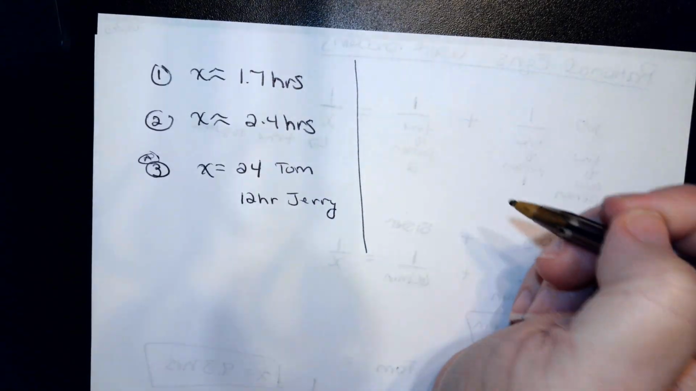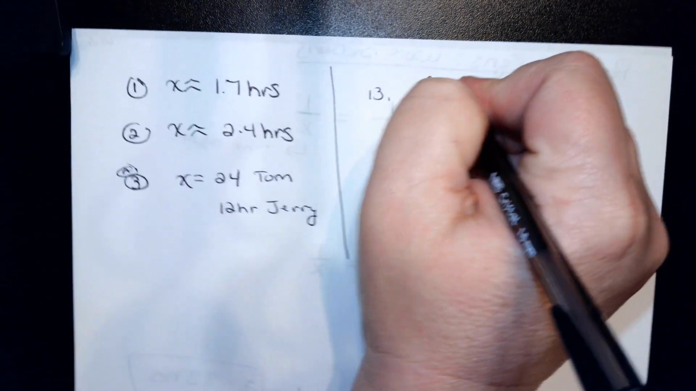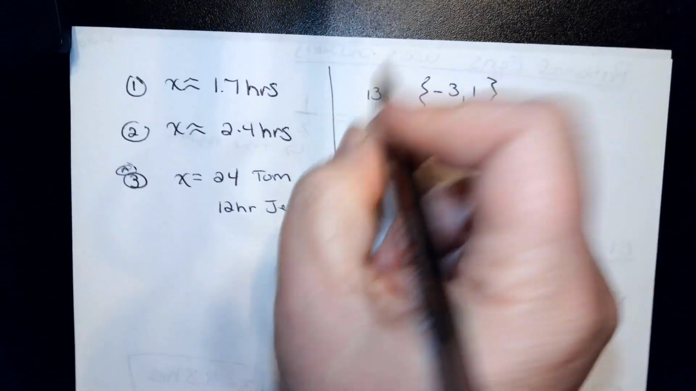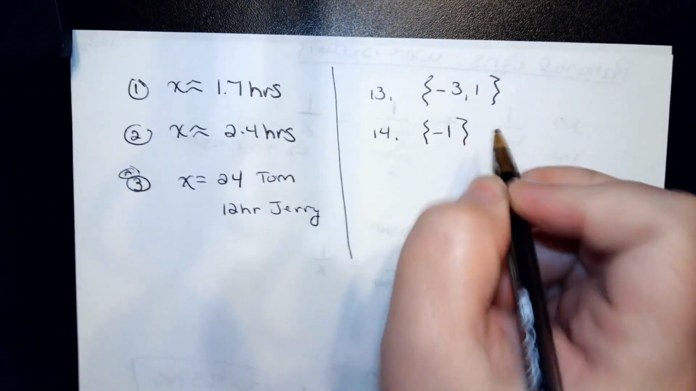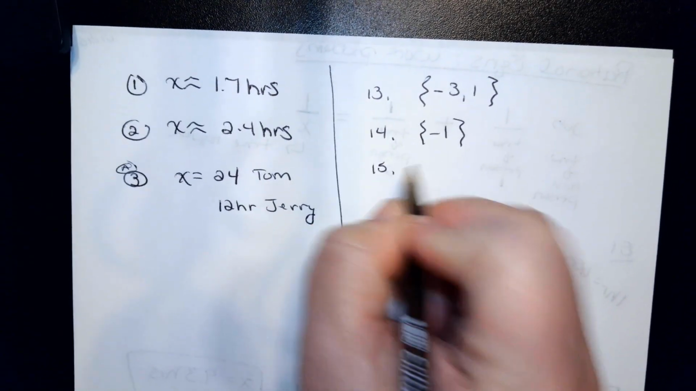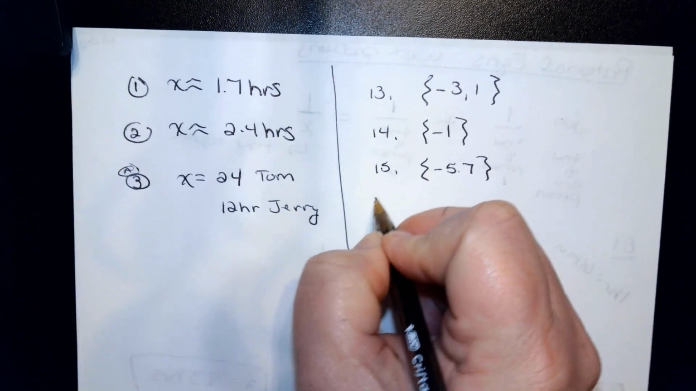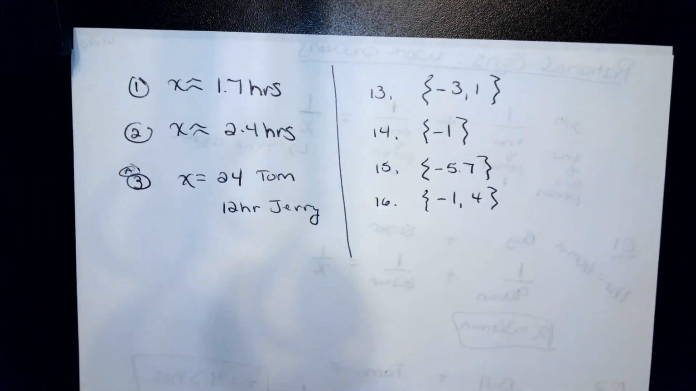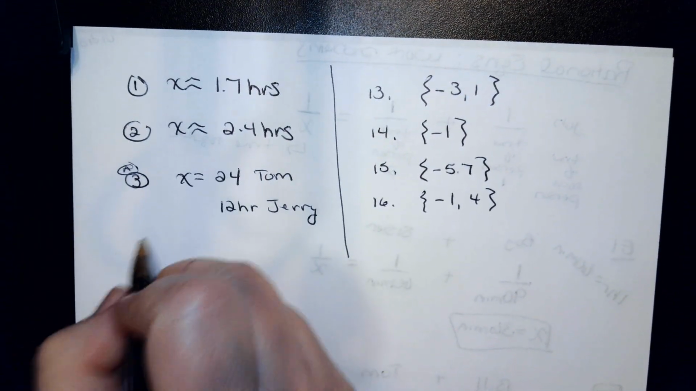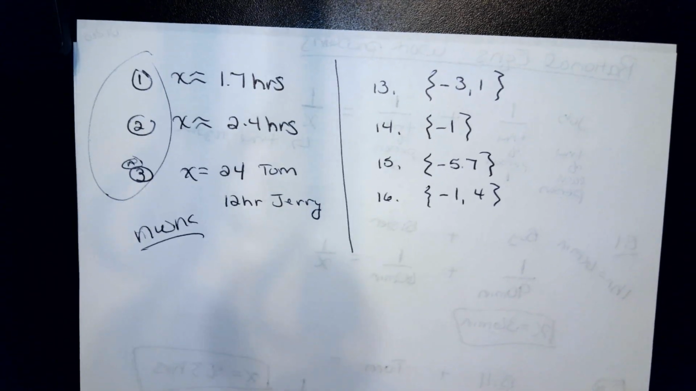And then for the Desmos problems, for number 13, your 2 solutions were -3 and 1. Number 14, you should have had -1. Number 15, we'd have -5.7. And number 16, you would have had 2 solutions of 1 and 4. Excuse me, -1 and 4. Now, you better show me some work right here. No work, no credit for that one.